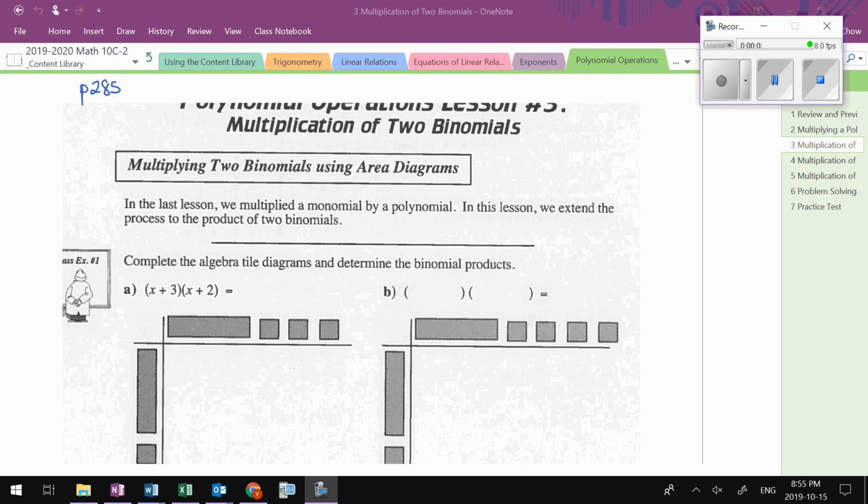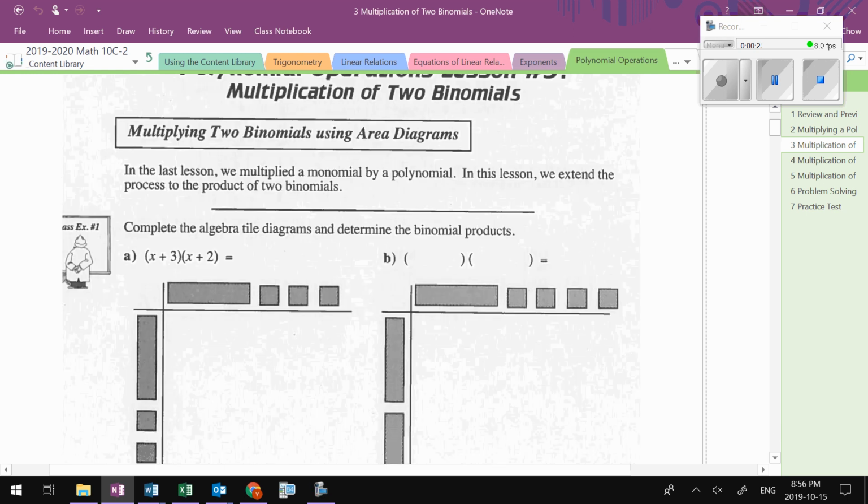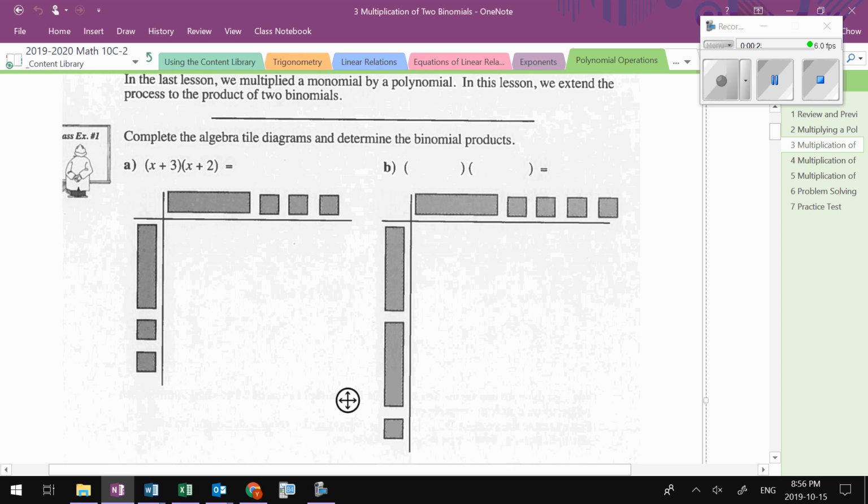So we are looking at polynomial operations lesson number 3, multiplying two binomials on page 285. If we're talking about using area diagrams, that's a nice extension from what we did with multiplying a monomial times a polynomial using our area diagram. So now looking at multiplying two binomials.